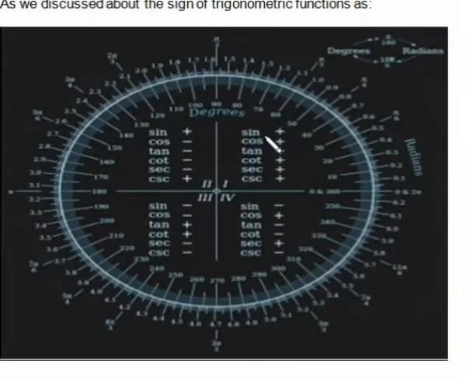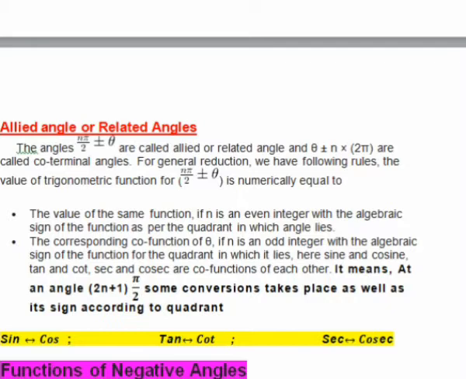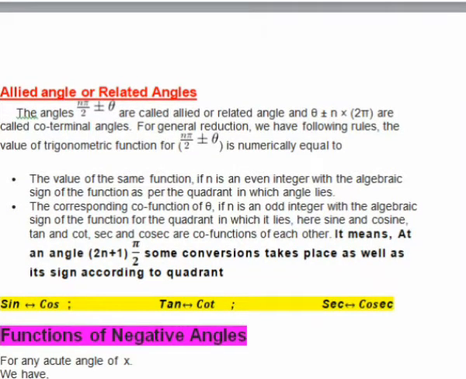What is it? In the first quadrant, 0 to pi by 2, all the trigonometric functions are positive. In the second quadrant, pi by 2 to pi, only sine and cosec are positive. In the third quadrant, pi to 3 pi by 2, only tan and cot are positive. And in the fourth quadrant, 3 pi by 2 to 2 pi, only cos and sec are positive, the rest are negative. Now today we are going to discuss the allied angle or related angle of it.